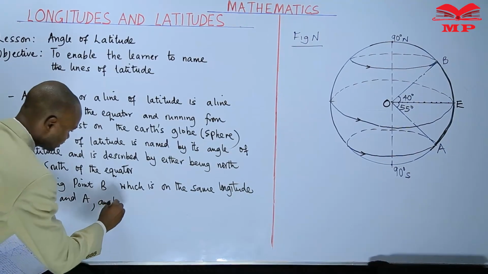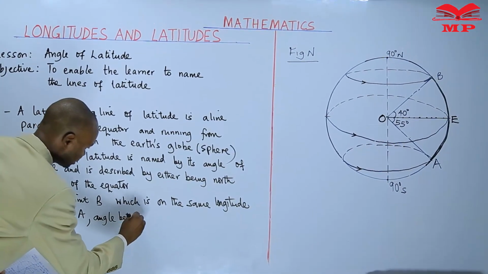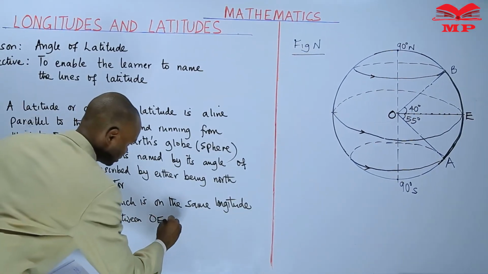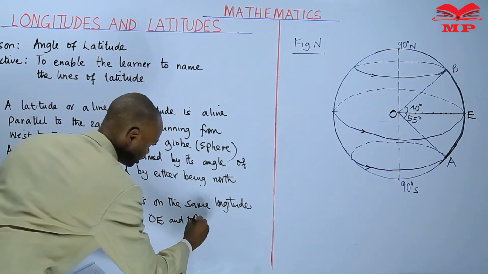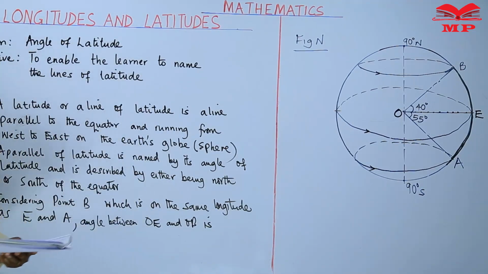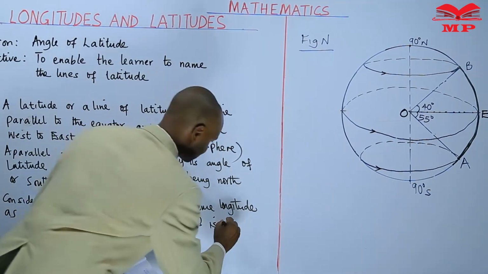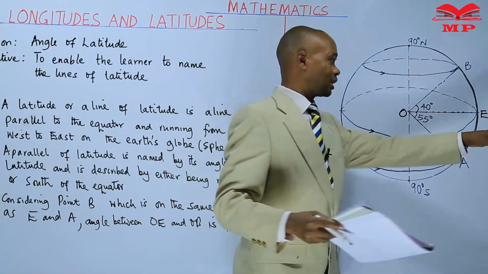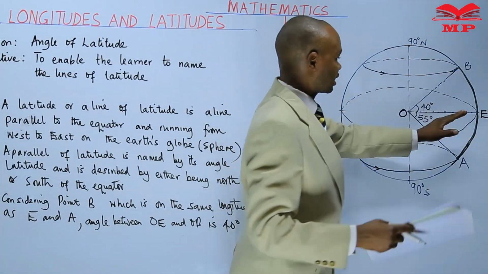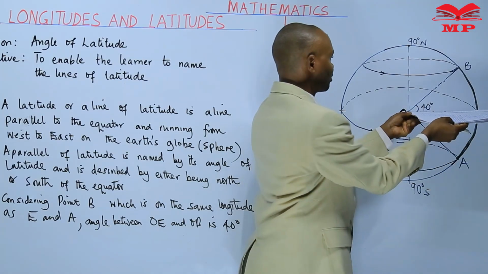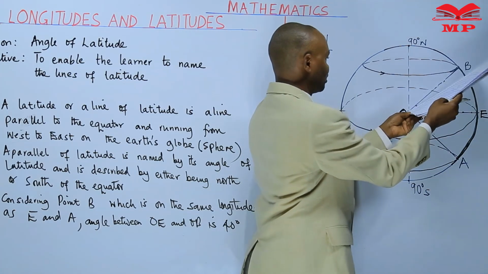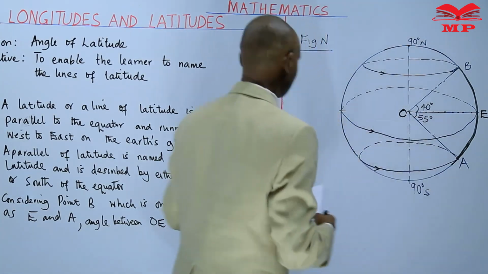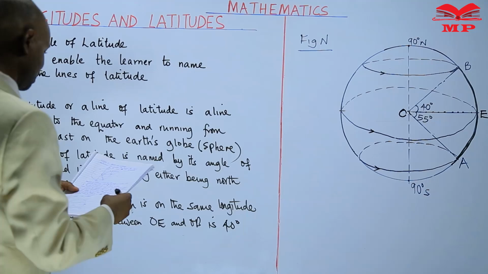The angle between OE and OB is 40 degrees. As I said, the reference is the plane of the equator. That's where you measure that angle. You measure that angle, and it will either be north or south. So the equator is the reference point.